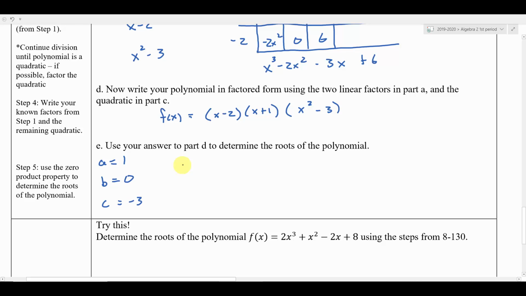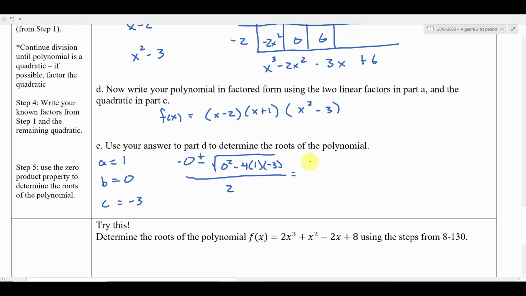We've got negative b plus or minus, we've got 0, right? Or you could say negative 0 if you want, plus or minus the square root of 0 squared minus 4 times 1 times negative 3. And this will be all over 2a, so that's just 2. And then we start simplifying, right?